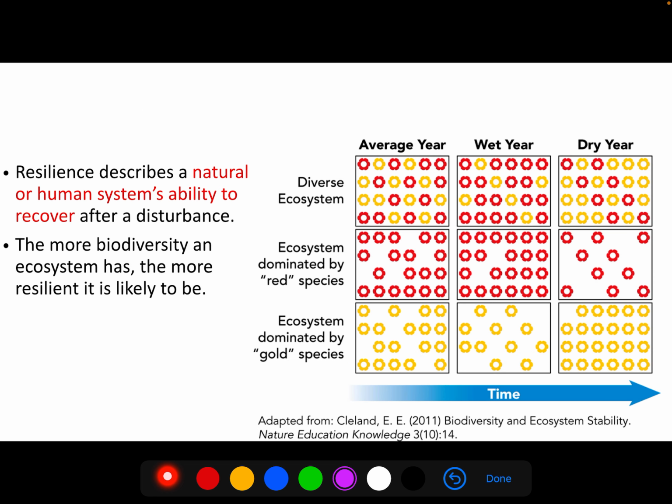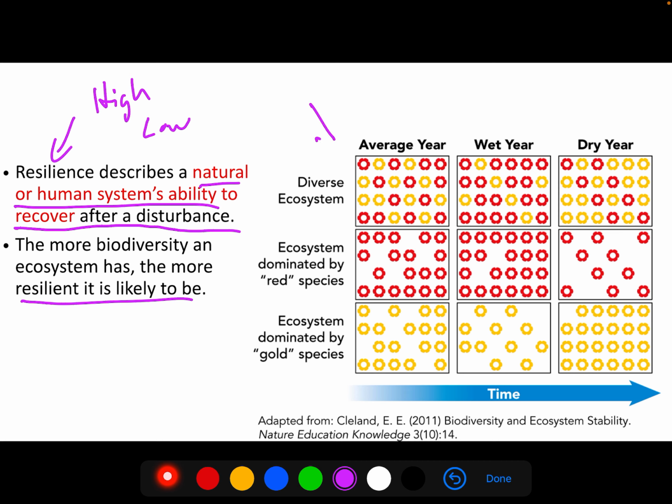Another reason why this is important is because it leads to resilience. Resilience describes a natural or human system's ability to recover after a disturbance. So you could talk about yourself. Do you have high resilience or low resilience? Okay. And there's ways to train yourself and ways to seek God's will and God's word to increase resilience. But the more biodiversity an ecosystem has, the more resilient it is likely to be.